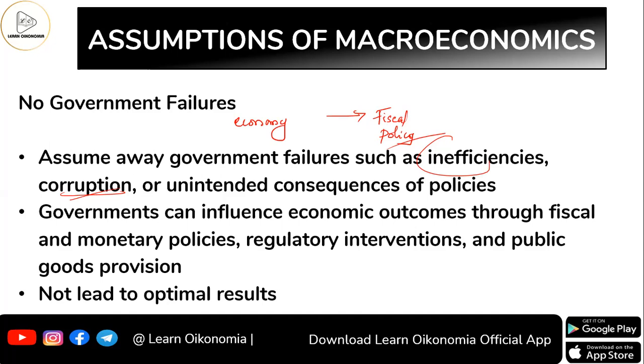So some regulatory interventions will be happening, some public good provisions will be happening. Sometimes we might not be having optimal results. So sometimes government will be leading to some results which are away from optimal. That is a matter of inefficiency to deal with, and we are not taking these kinds of things into consideration as far as framing the assumptions for macroeconomics is concerned. It's yet another issue that we are having here.